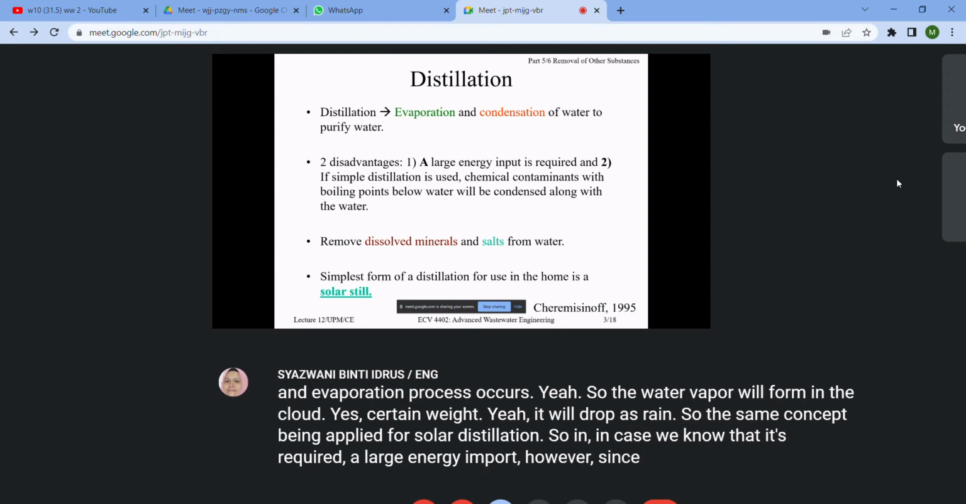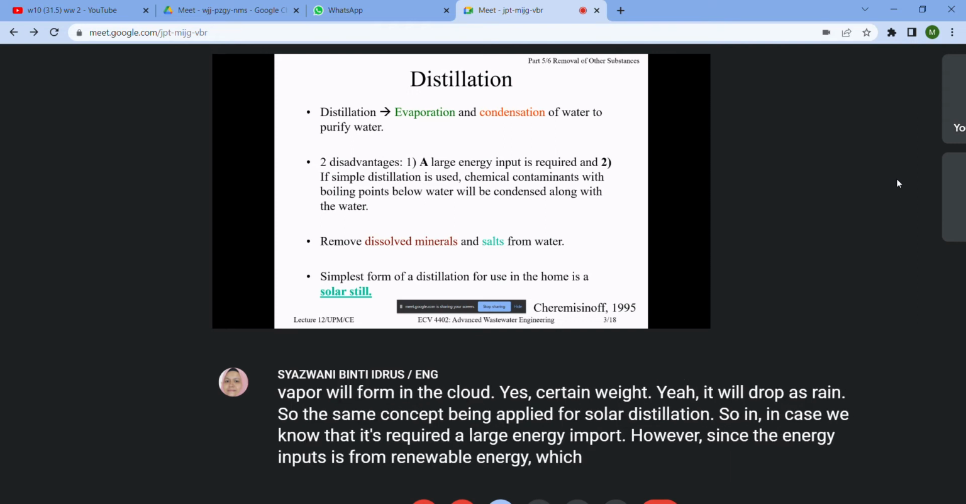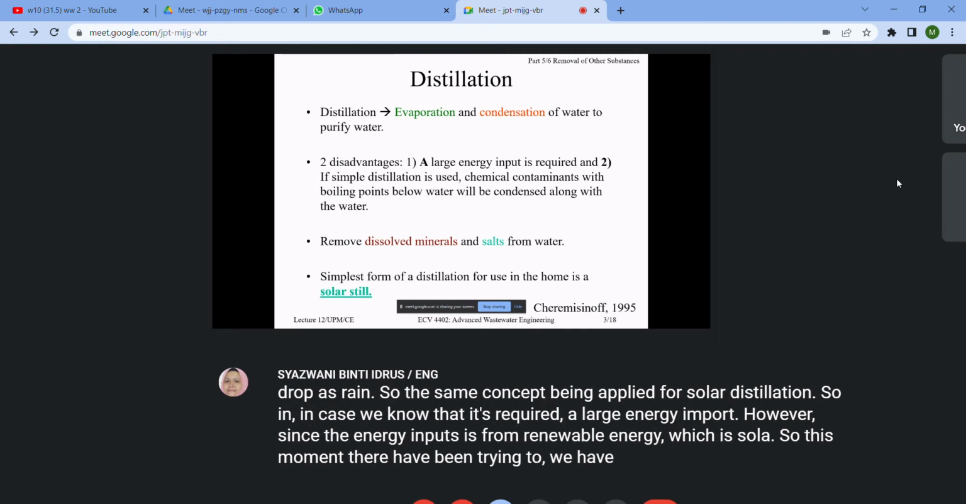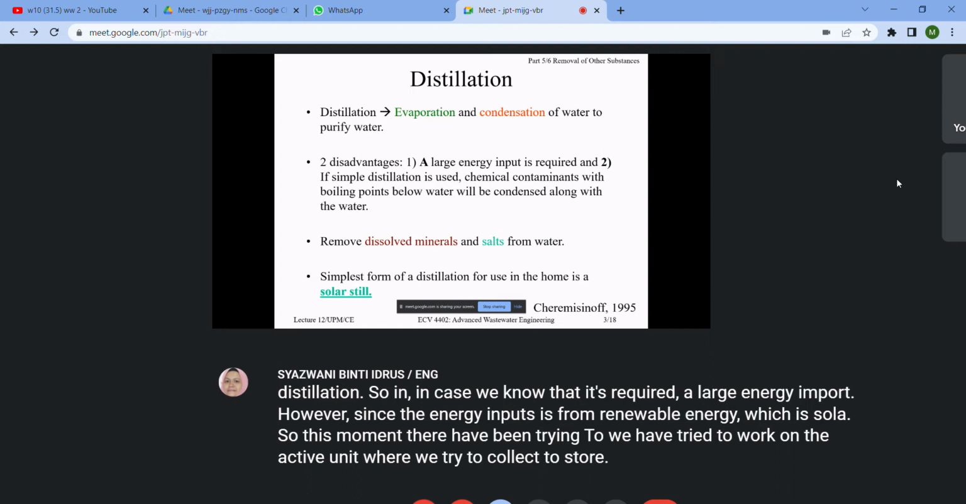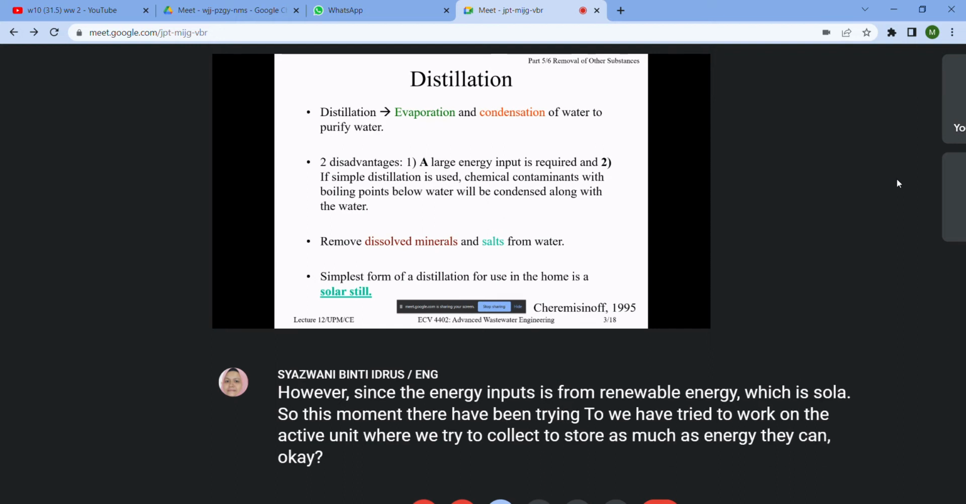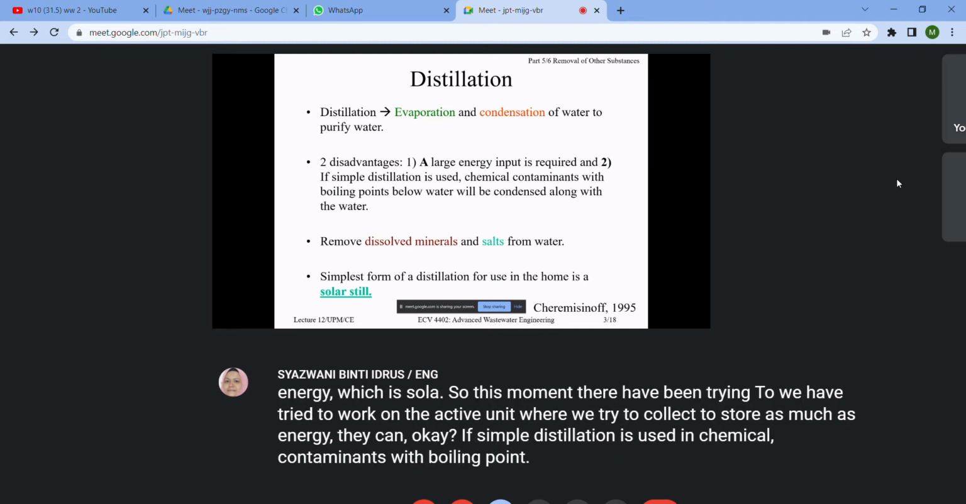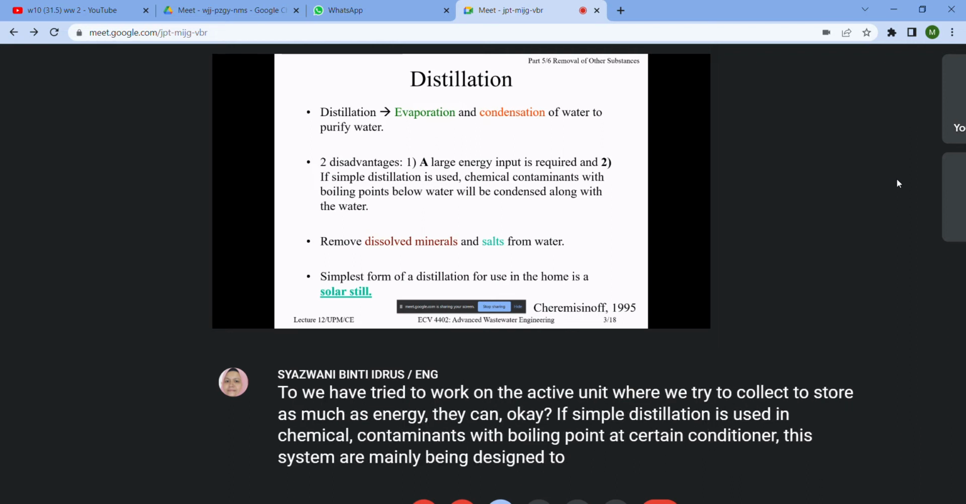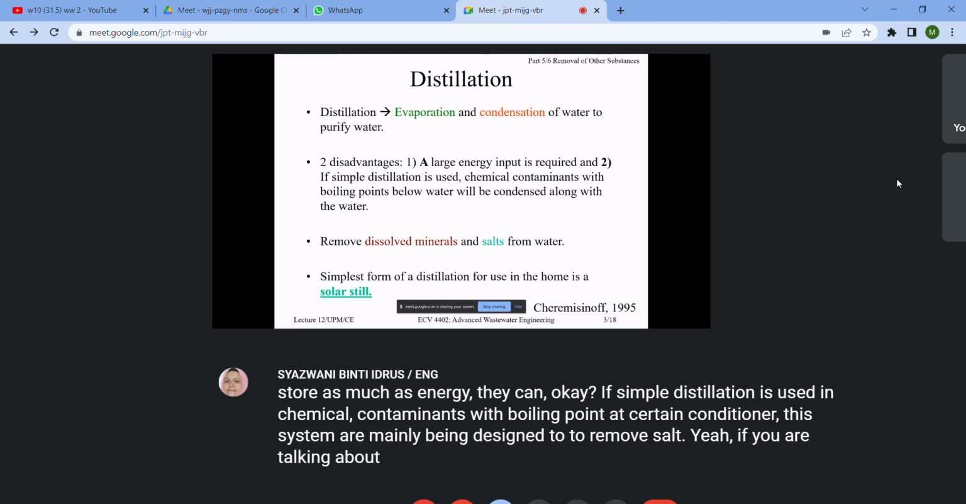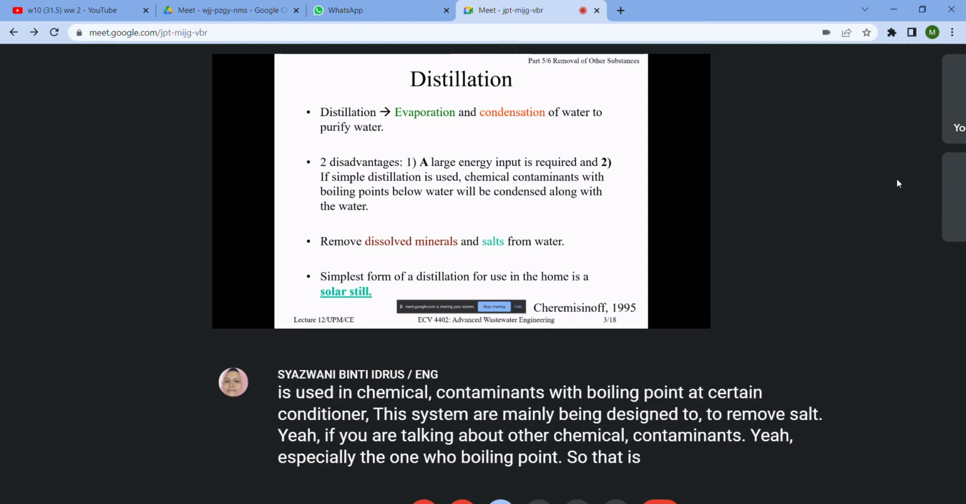However, since the energy input is from renewable energy, which is solar, at this moment they have been trying to work on the active unit, where they try to collect and store as much energy as they can. Okay. If simple distillation is used, then chemical contaminants with boiling point at certain condition, these systems are mainly designed to remove salt. If you are talking about other chemical contaminants, especially the ones below boiling point, that is very difficult for us to use as the treatment.